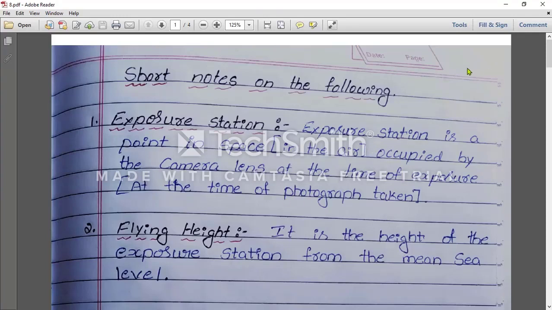Welcome everyone. Today we will be discussing some short notes on the following topics. There are 5 small topics that will be asked for single marks. Maybe 5 short notes will be asked for 5 marks. So we shall discuss that one by one. And the first one is exposure station.